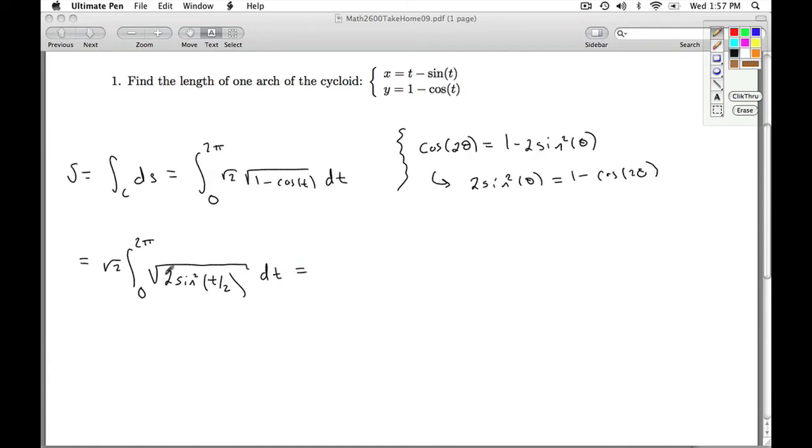I can take the 2 out as a square root and get a 2 then out front, integral 0 to 2 pi, and then I'd have the square root of sine squared. That gives me an absolute value of sine of t over 2 dt. And now I look at my values for t. As t ranges from 0 to 2 pi, t over 2 ranges from 0 to pi. And from 0 to pi, the sine is a positive number, so I don't really need those absolute values after all. I just get this.